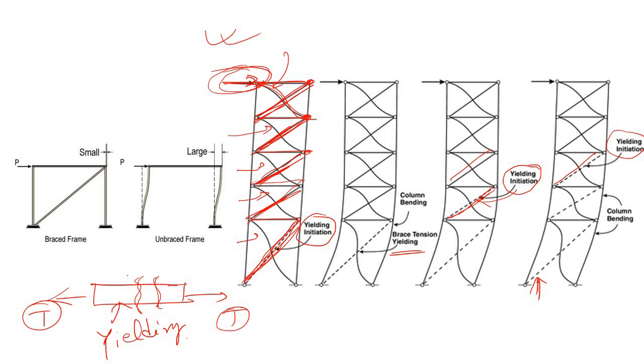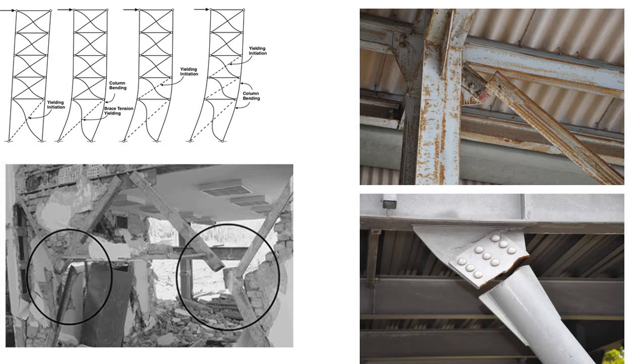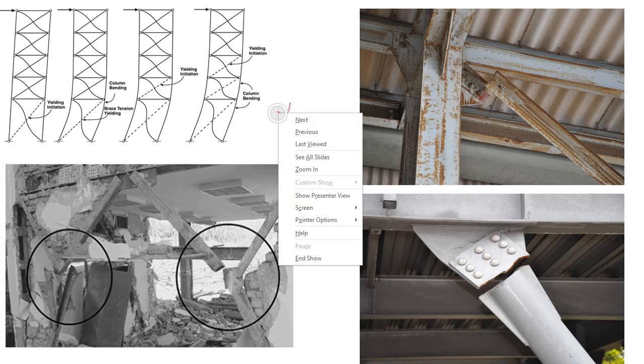So now come to the point of failure. Here you can see that due to the tensile force, the main type of failure is yielding.